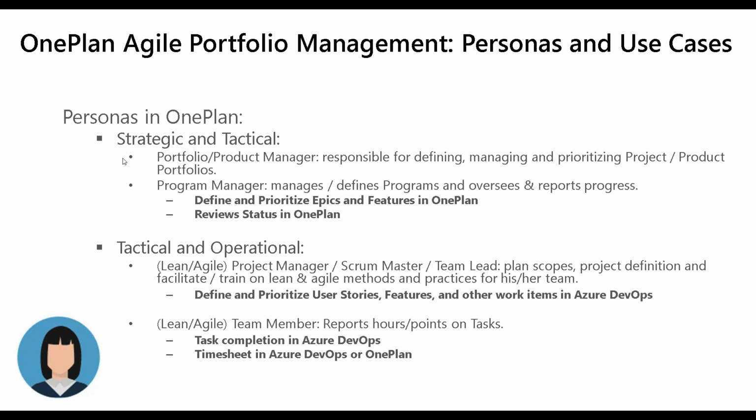So by definition, that means that it's really portfolio, product manager, and program manager roles at that higher level that are looking at the overall alignment, overall definition of product strategy. Those are the roles that are going to be in OnePlan. Program manager also, and the primary use case is to define, get status obviously, and then define and prioritize epics and features in order to have your roadmap defined.